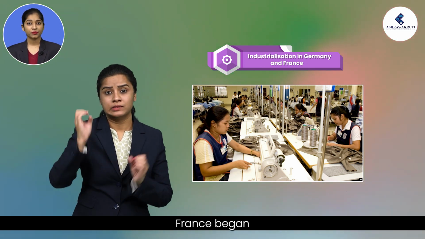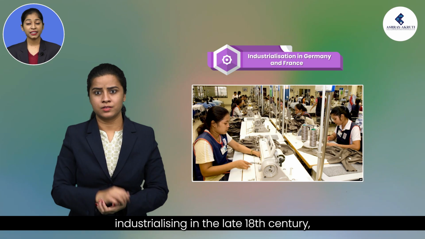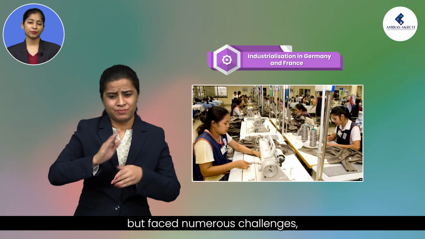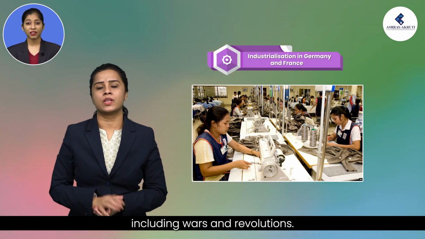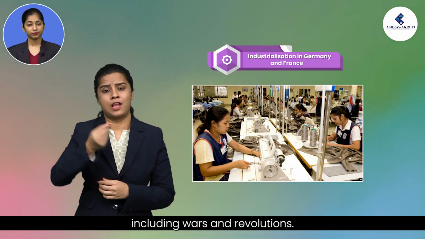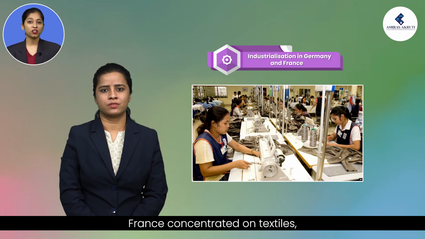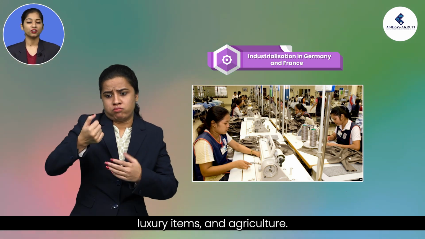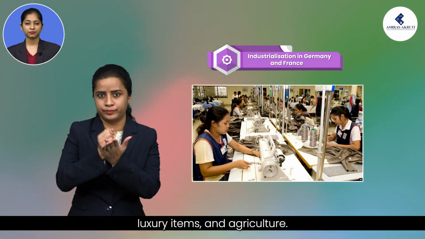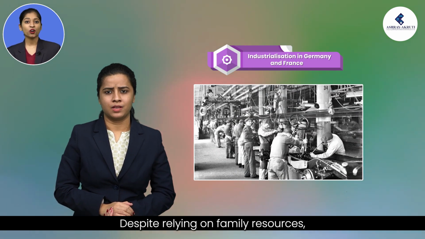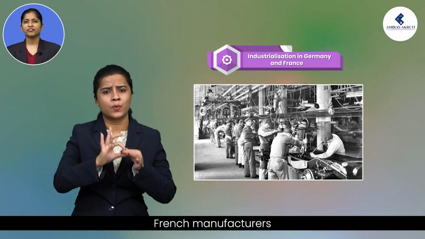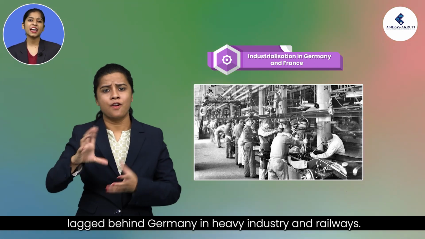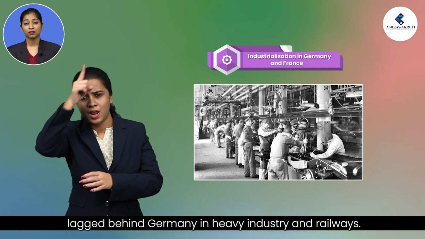France began industrializing in the late 18th century but faced numerous challenges, including wars and revolutions. France concentrated on textiles, luxury items, and agriculture. Despite relying on family resources, French manufacturers lagged behind Germany in heavy industry and railways.